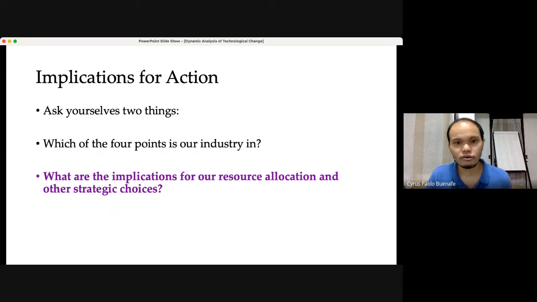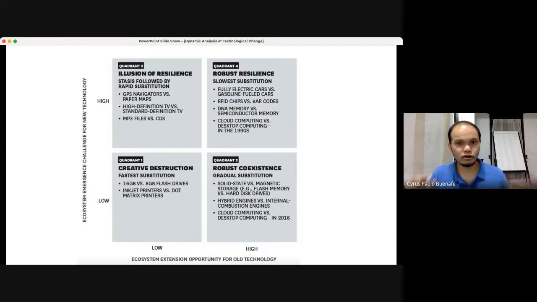So, here's an example of the quadrants or the 4 points. The X dimension, or the horizontal dimension, talks about the ecosystem extension opportunity for the old technology. And the Y dimension, or the vertical dimension, talks about the ecosystem emergence challenge for the new technology. So if you go up, you'll notice that this means that the new technology cannot be capitalized or exploited immediately.